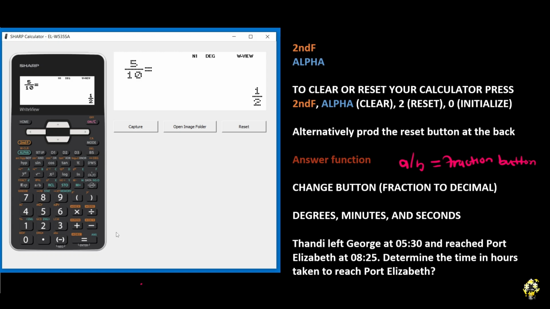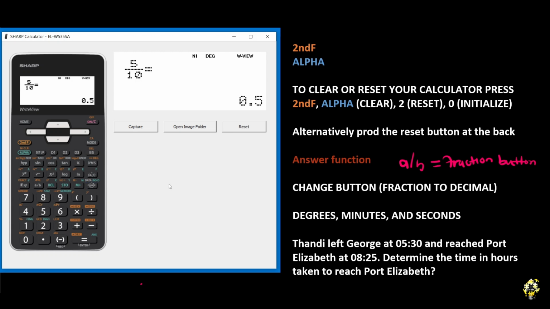So how do we get 1 over 2 to become a decimal? Well, you have a change button right here. I immediately click on it. See, now I had a fraction, now I have a decimal. And if I click again, it takes me back to a fraction. So you can interchange between fractions and decimals by just using this button.